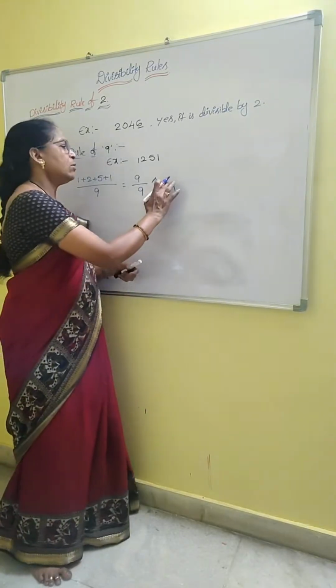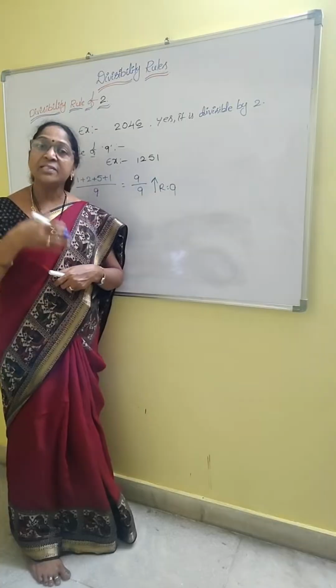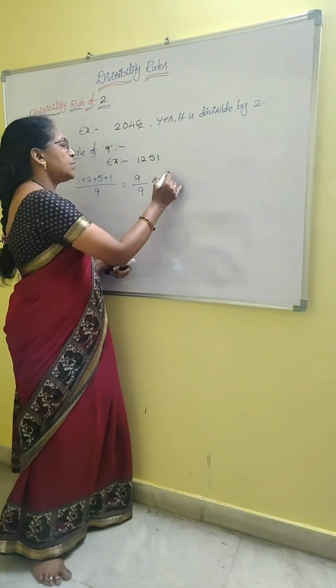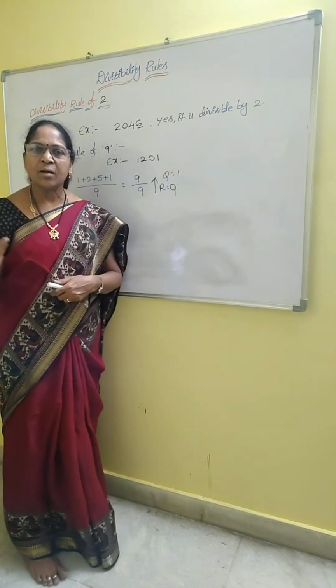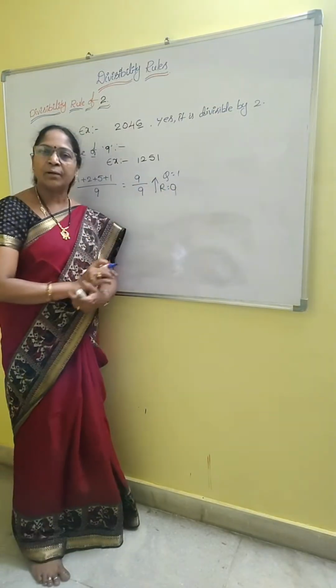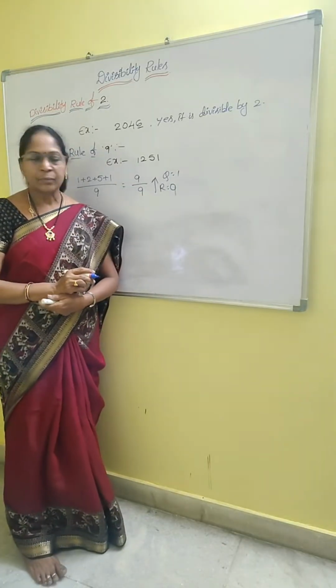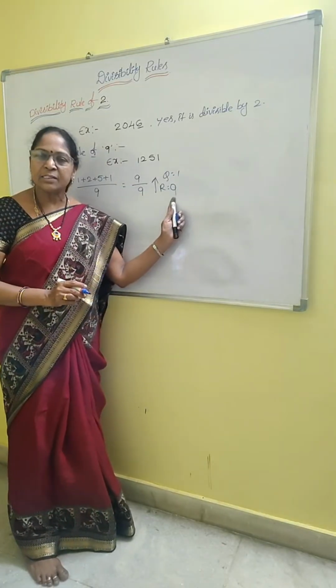Sorry, here the remainder equals 0. The quotient equals 1, but the quotient is not required, only the remainder is required. Here the remainder equals 0. Why? Because 9 ones are 9, so here you are getting 0 remainder.